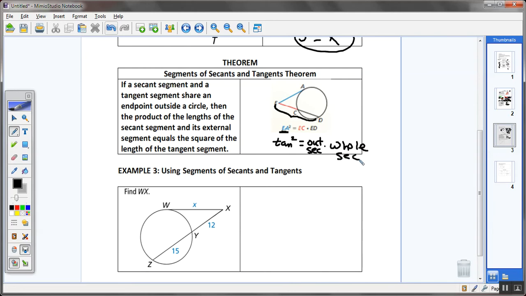All right, now read this. It says if a secant segment and a tangent segment share an endpoint outside a circle, in this case E, then the product of the lengths of the secant segment and its external segment equals the square of the length of the tangent, the blue line.